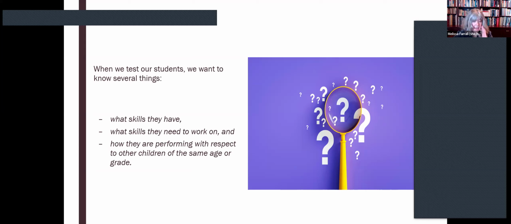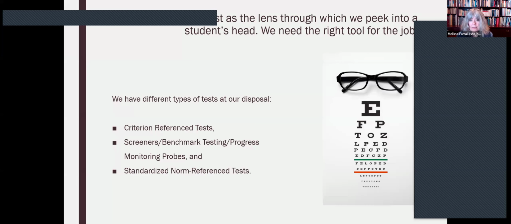And I want to see if I can get us to test scoring systems so we can have a little fun with those. But let me just say that certain things we want to know when we test our kids. We want to know what skills they have. We want to know what they need to work on. And we want, in many cases, to know how our students are performing with respect to other kids of the same age or grade. We have different ways of learning about our students, and each one of these ways has a special purpose.